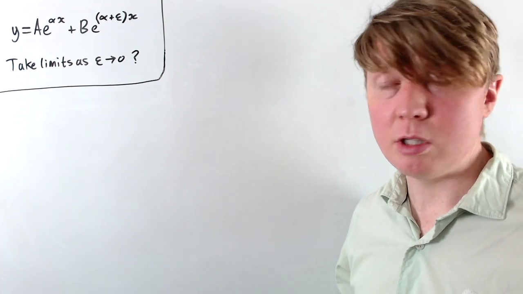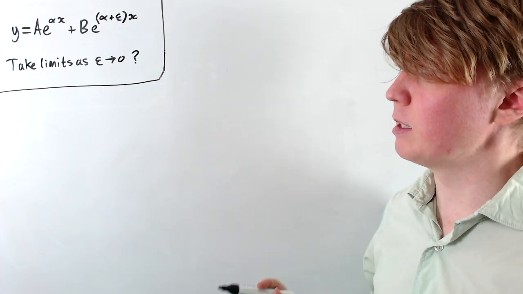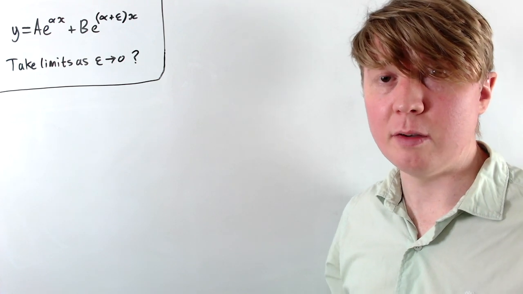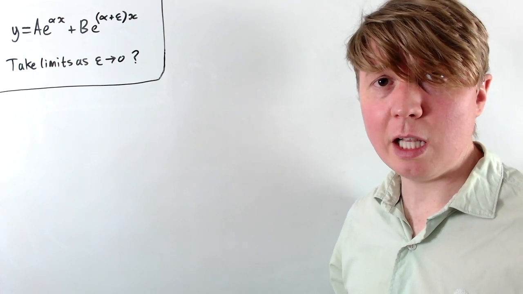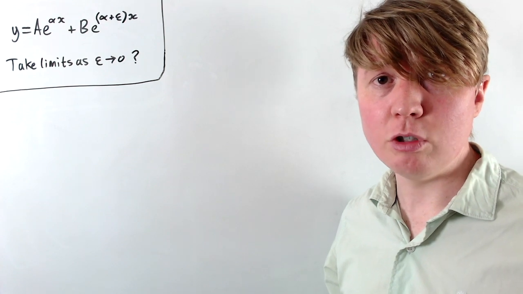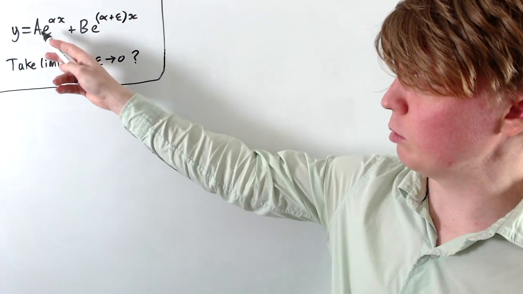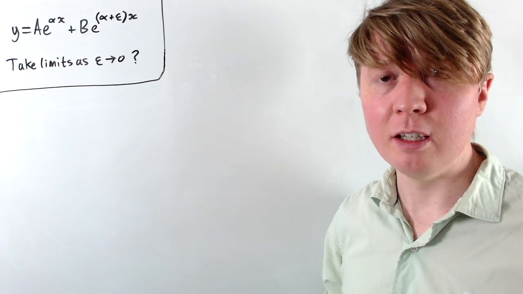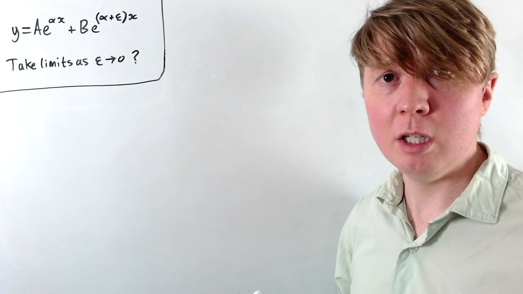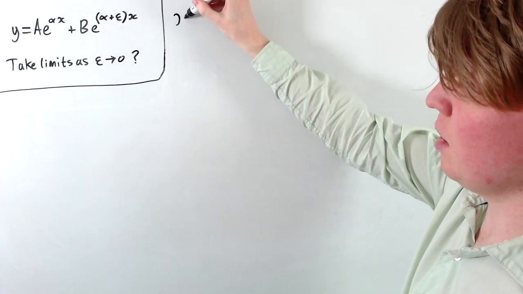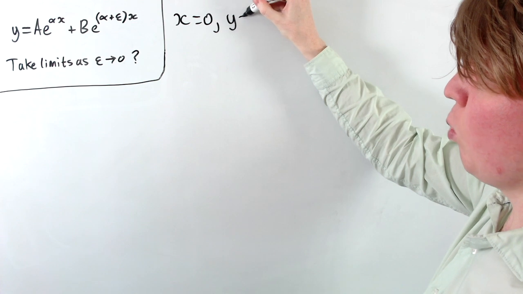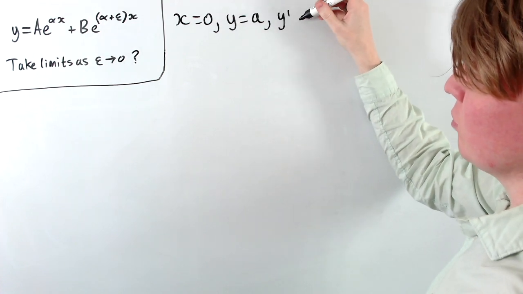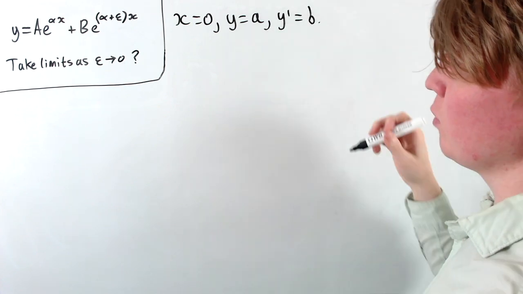And one of our issues here is how can we actually take limits as epsilon goes to 0, because we had a differential equation. What does it mean to take a limit of a differential equation? Well, to make this slightly more concrete, we're going to introduce some initial values, so that instead of working with these arbitrary constants a and b, we'll work with some values which are actually related to some fixed numbers. So let's say for our initial conditions, when x is 0, y is equal to some value a, and the first derivative dy/dx is equal to some other value b.